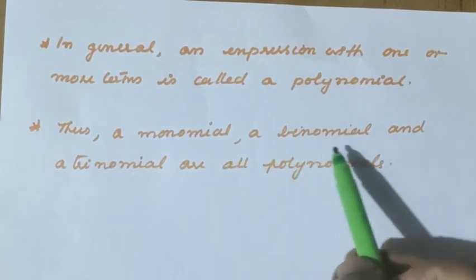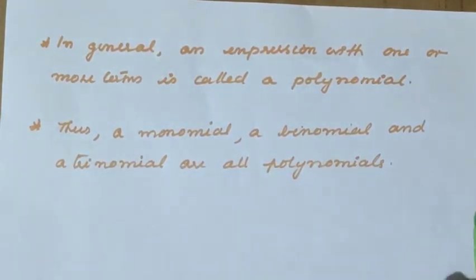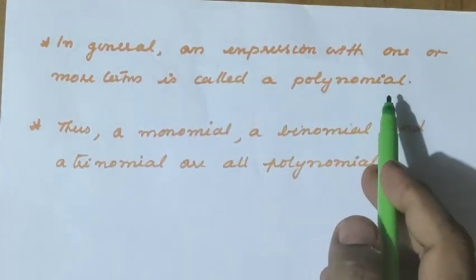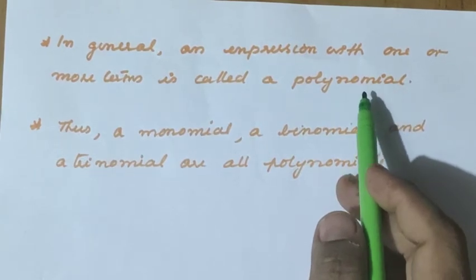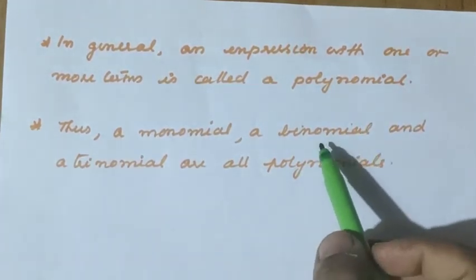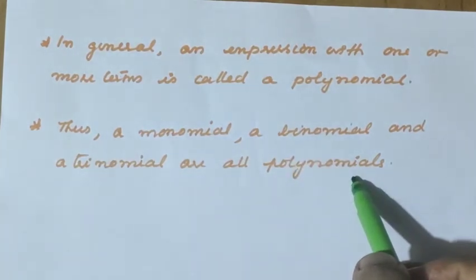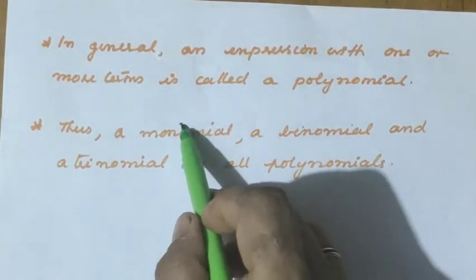Thus, a monomial, binomial, trinomial, all are polynomials only, because the definition of polynomial means an expression with one or more terms. We learned that one term means monomial, 2 terms means binomial, 3 terms means trinomial. So, binomial, trinomial, monomial, all come under which category? Polynomials only. But specifically, when there is only one term, we call it a monomial, right?